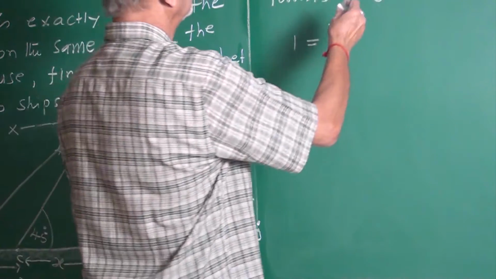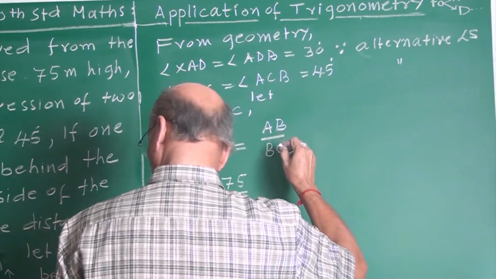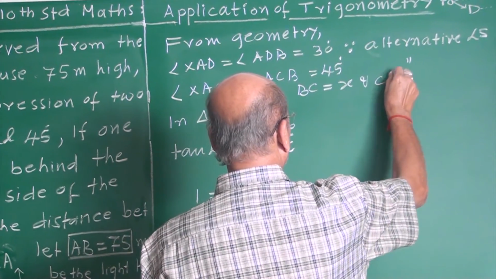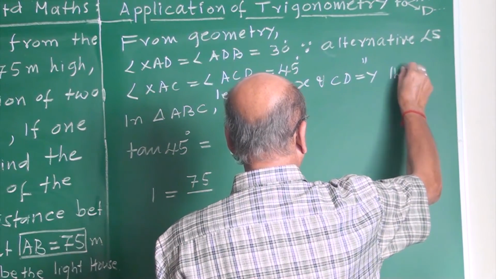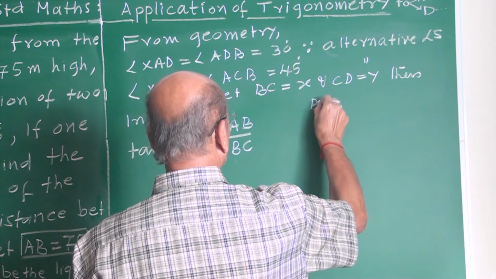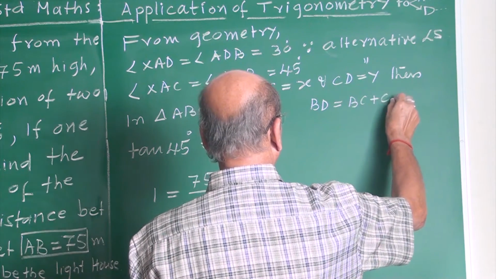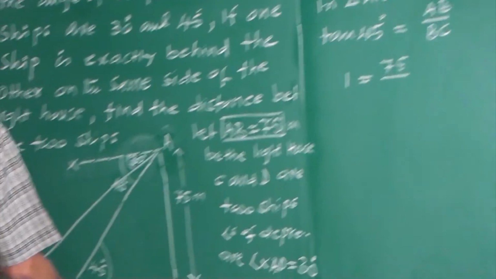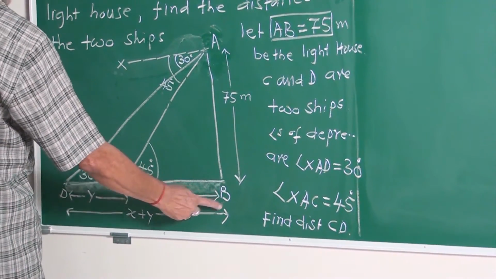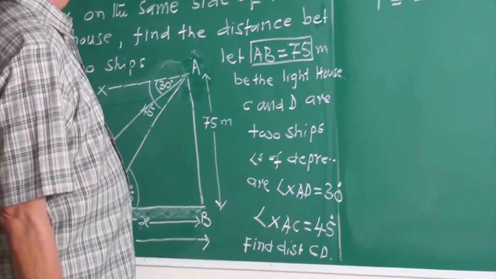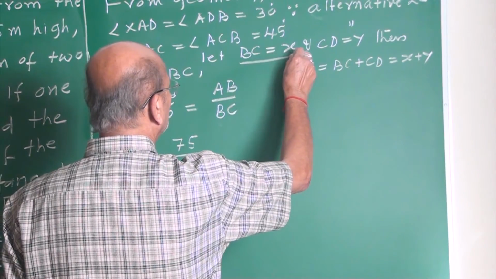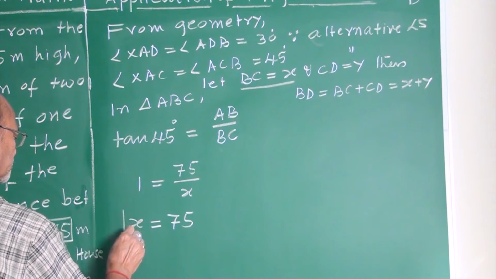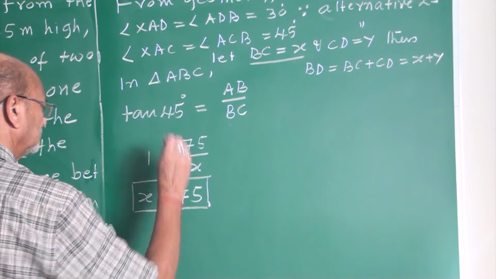I write here: let BC equal X and CD equal Y. Then BD equal to BC plus CD, which is X plus Y. I have written here, let BC be X, CD be Y, therefore BD equals X plus Y. BC is X. From cross multiplication, the value of X is 75 meters.